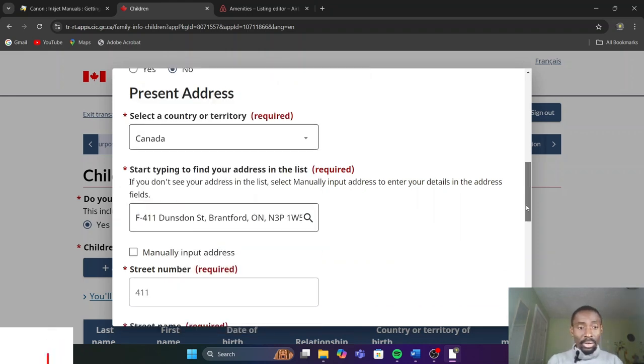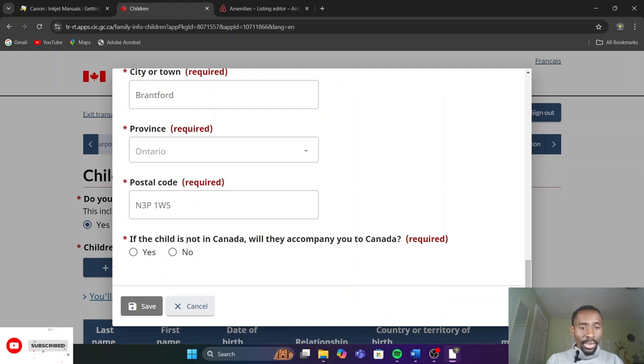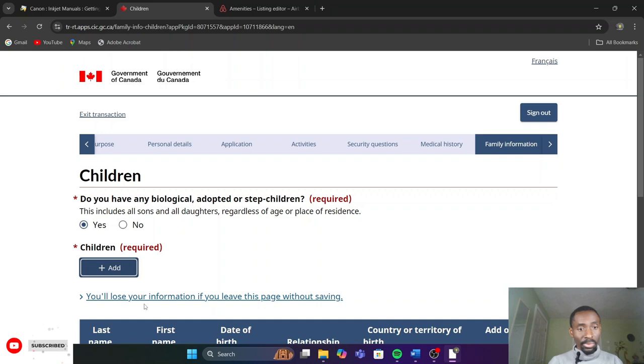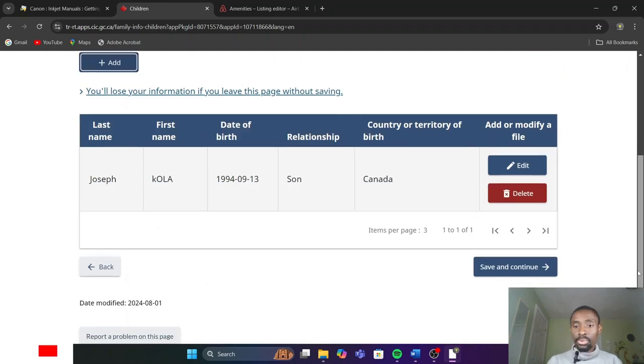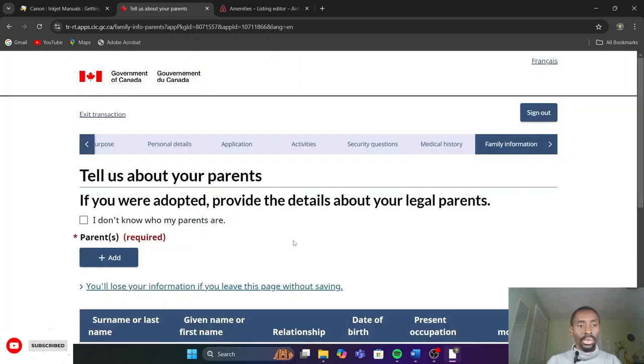Remember, you have it. So, if this child is not in Canada, will he be accompanied? No, of course, he's in Canada. So, he still will not be accompanying you. No. Okay, so we've put father. Then, right, if you are adopted.